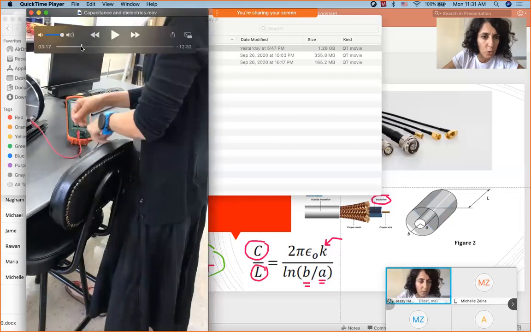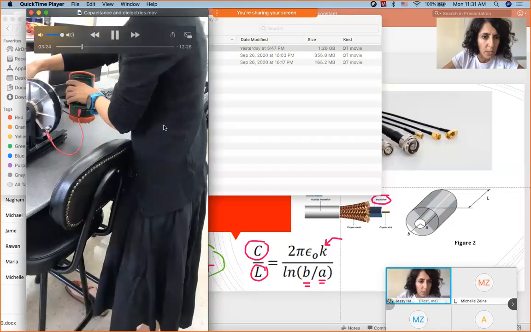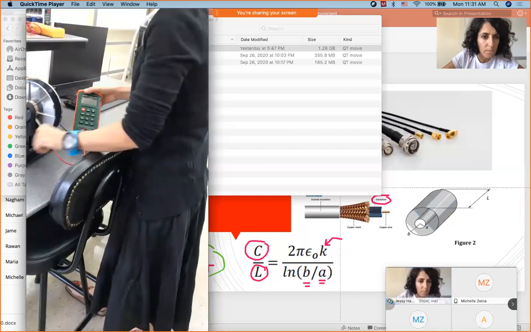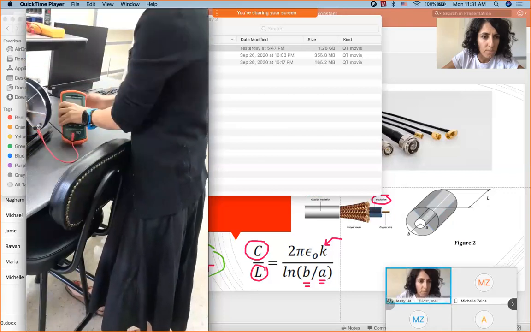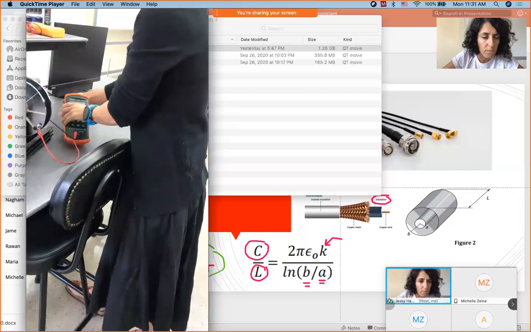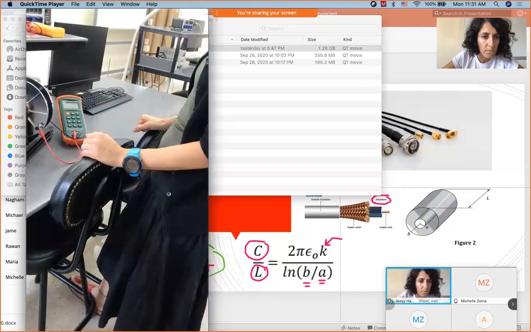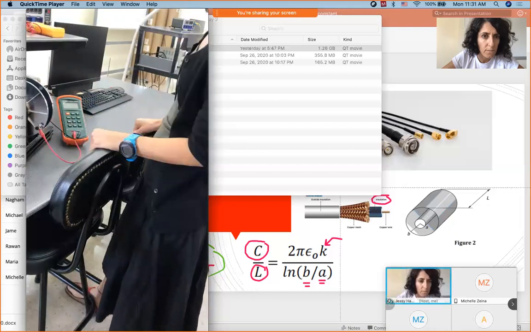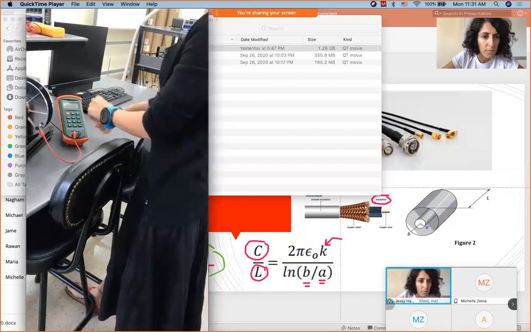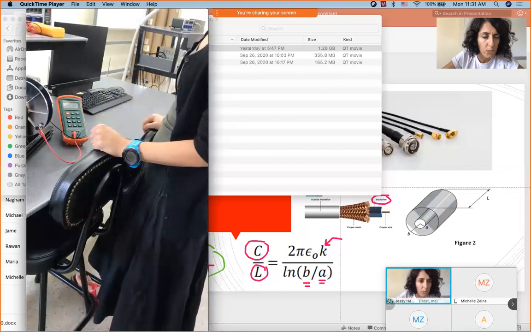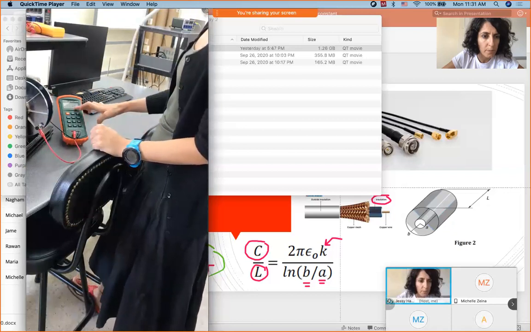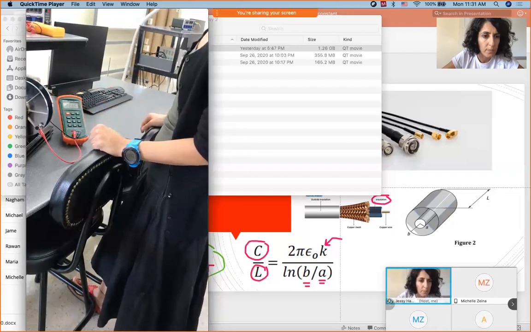Okay, I need to show you how to do the measurements. Both wires are connected to the plates of the capacitor. As such, if I turn on the LCR meter, you would see 8.8 or 8.6. You see some fluctuation is happening, and this is okay.